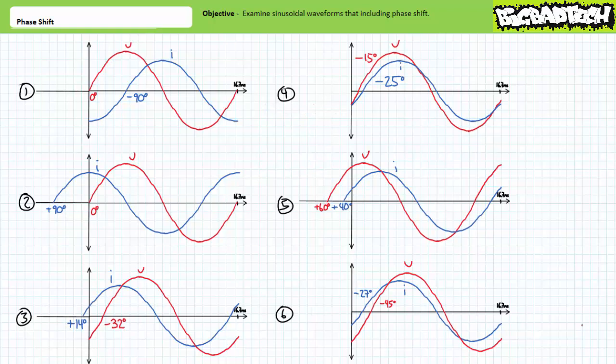For example problem 5, given the voltage waveform in red has a phase shift of positive 60 degrees, and the current waveform in blue has a phase shift of positive 40 degrees, it can be said that current lags voltage by the absolute difference of 20 degrees. Finally, for example problem 6, given the voltage waveform in red has a phase shift of negative 45 degrees, and the current waveform in blue has a phase shift of negative 27 degrees, it can be said that current leads voltage by the absolute difference of 18 degrees.